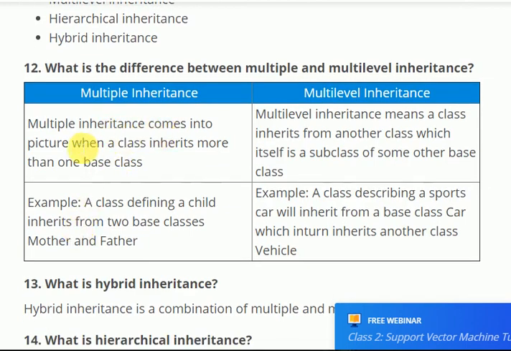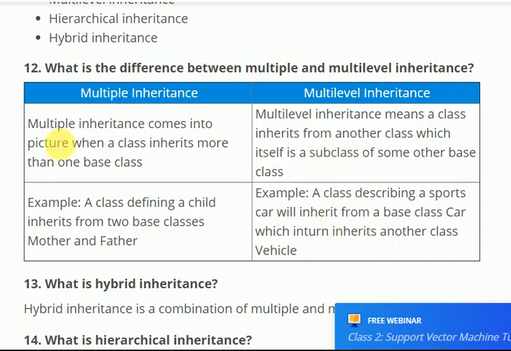Multilevel inheritance means a class inherits from another class which in itself is a child of some other base class. Let me give an example of multi-level inheritance. A class describing a sports car will inherit from a base class named car, and this class car is also inheriting from another class vehicle. So there's a chain of classes which inherit from each other.